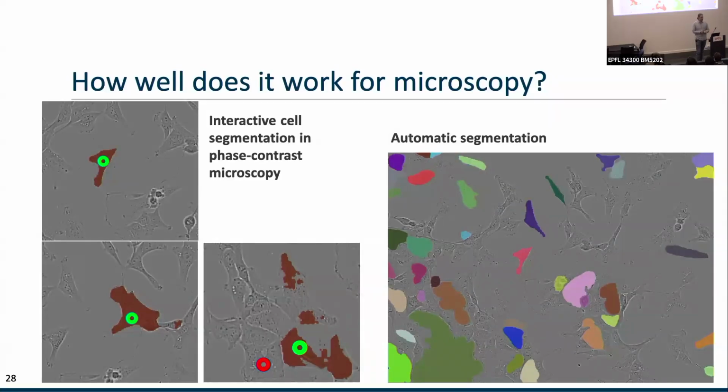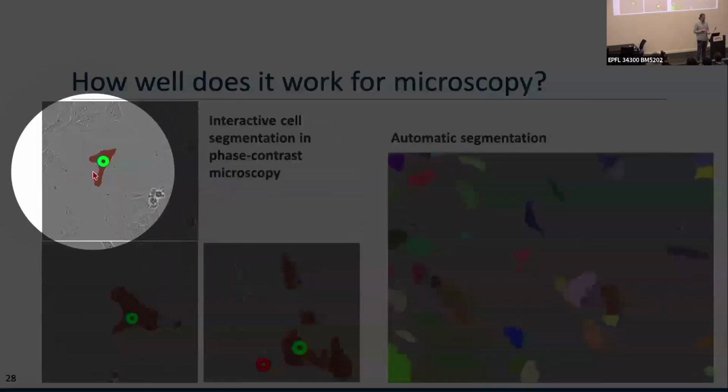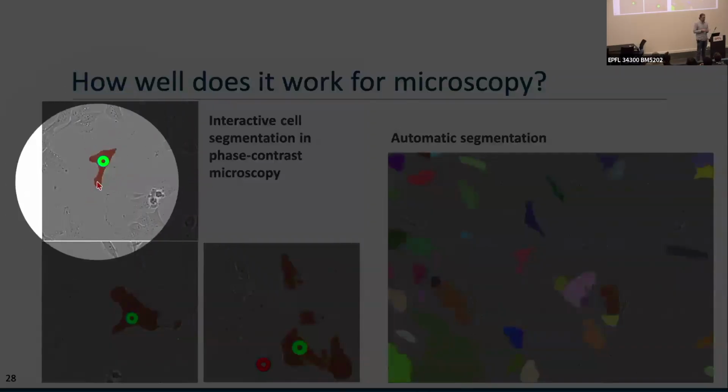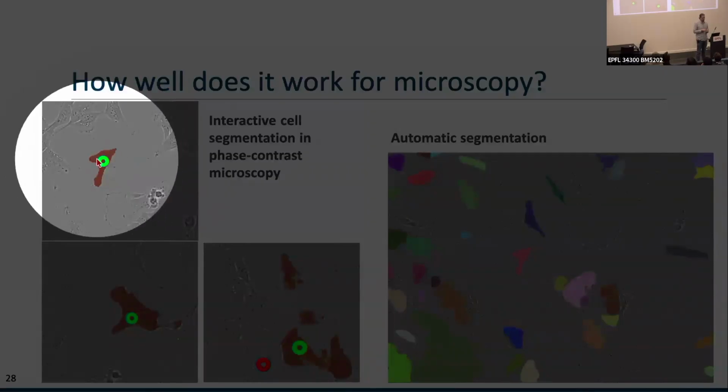And here you see the very first results that we got when we tried this. So these are cells in phase contrast microscopy, something we deal with quite a lot in the lab because we have a lot of groups locally that deal with high content screening experiments. And we see that the model does an okay job. So for isolated cells here, it works. So this is basically the green point, this is the input to the model. And then the red thing you see is a prediction from it.